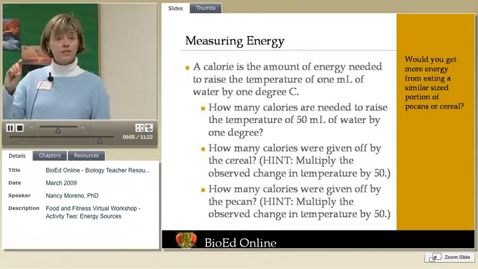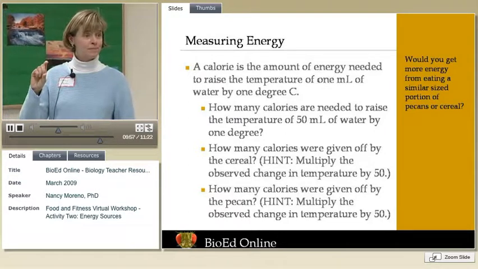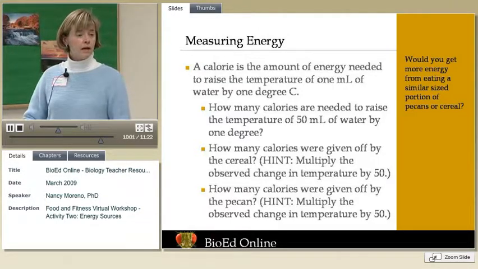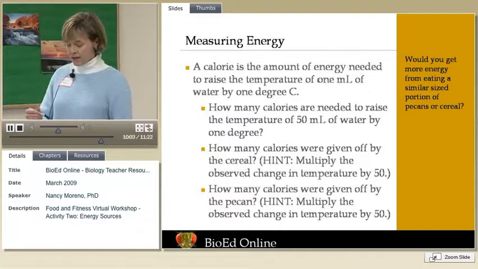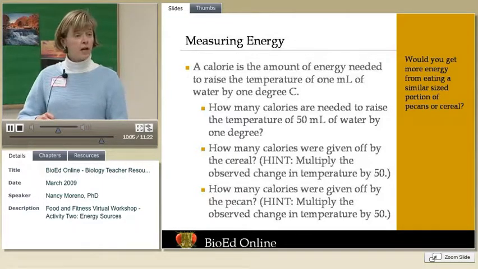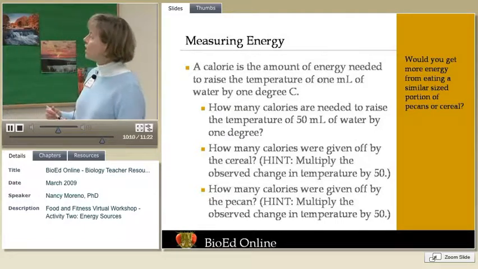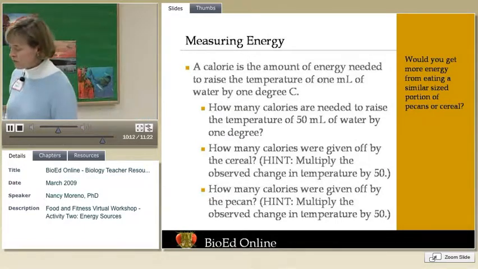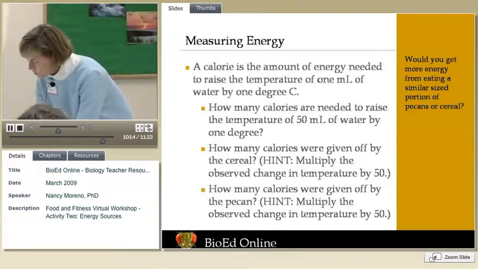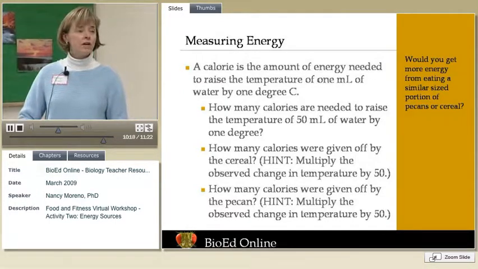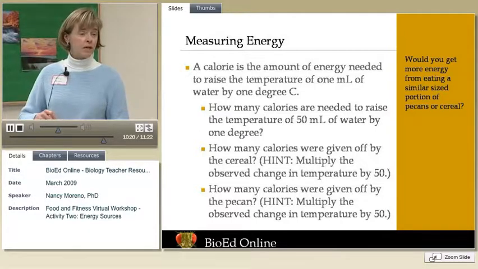One might be the distance that it was held above the flame, which would be an important variable. The amount of cereal. Exactly. It might depend on how well the cereal or the pecan was burning at the beginning. So this obviously is an approximation. The important thing we can take away is that there is a dramatic change in the amount of energy released when we burn the pecan.